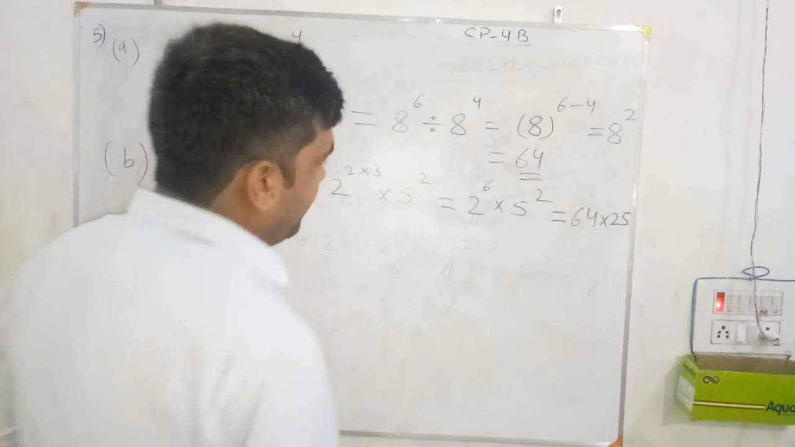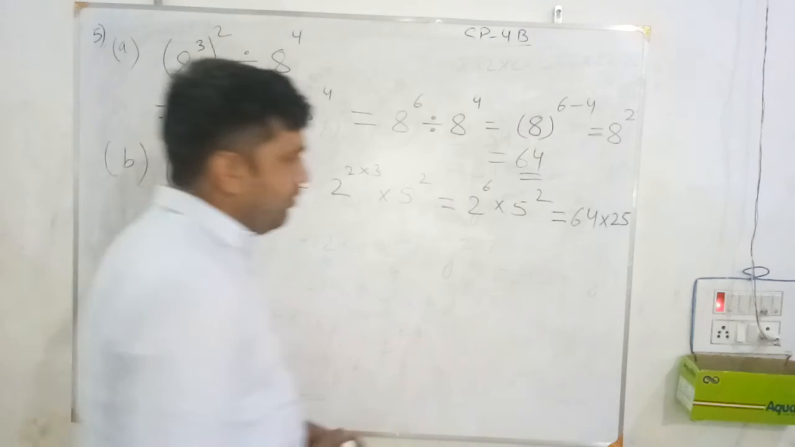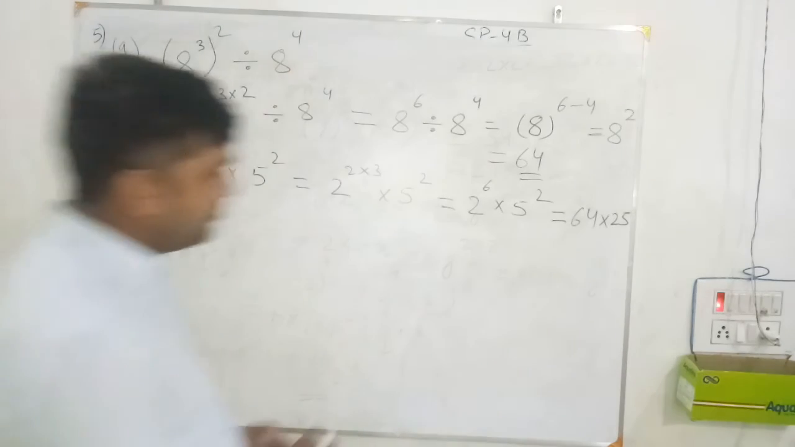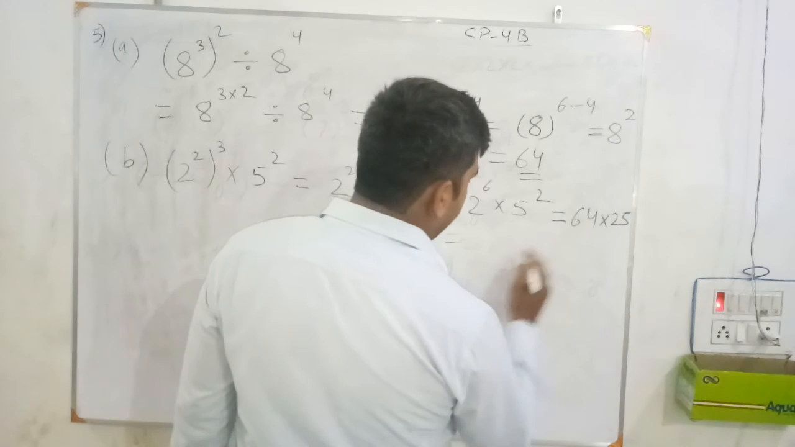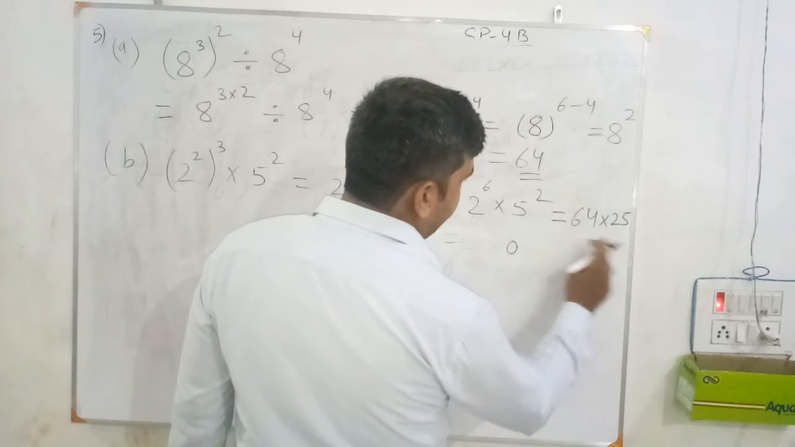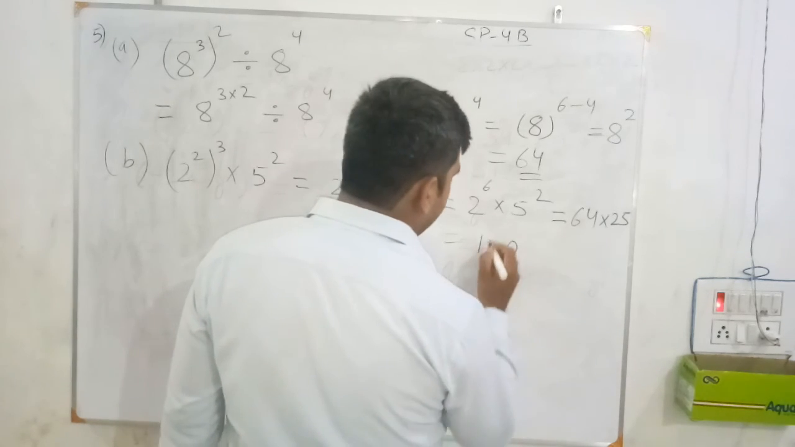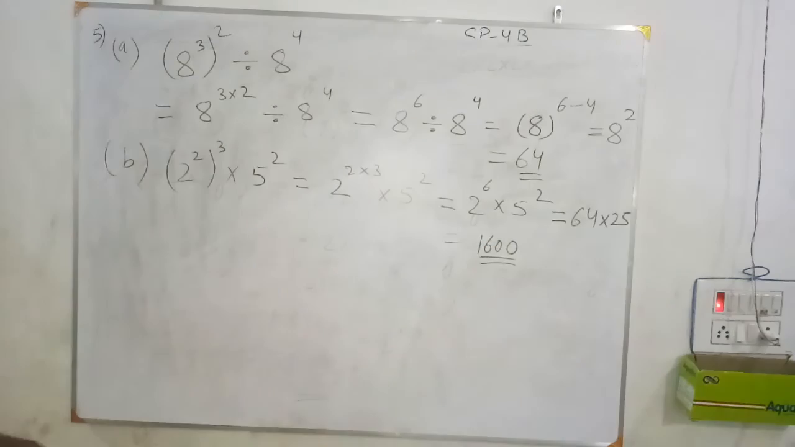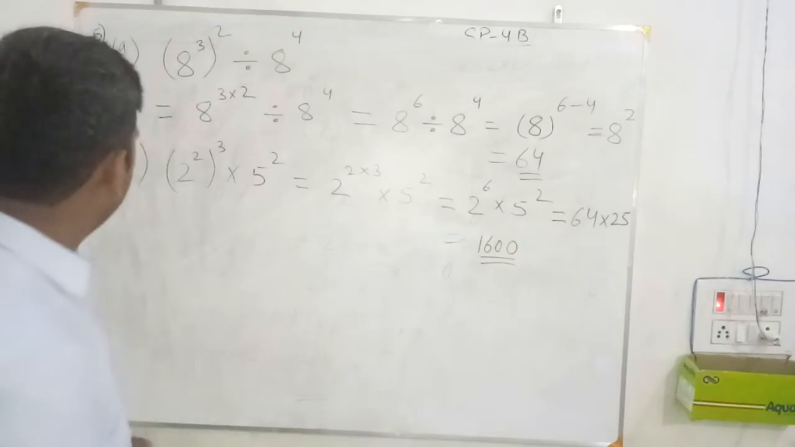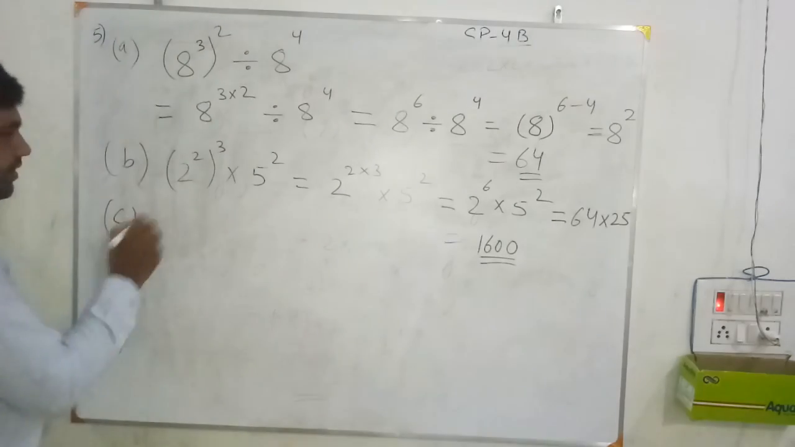So what value are you going to get if you multiply 25 into 64? See, 25 4s are 100, that is 0 carry 10. 25 6s are 150, plus 10 is 160. So you are going to get 1600. The result will be 1600. Okay. Now move to the next question, C.